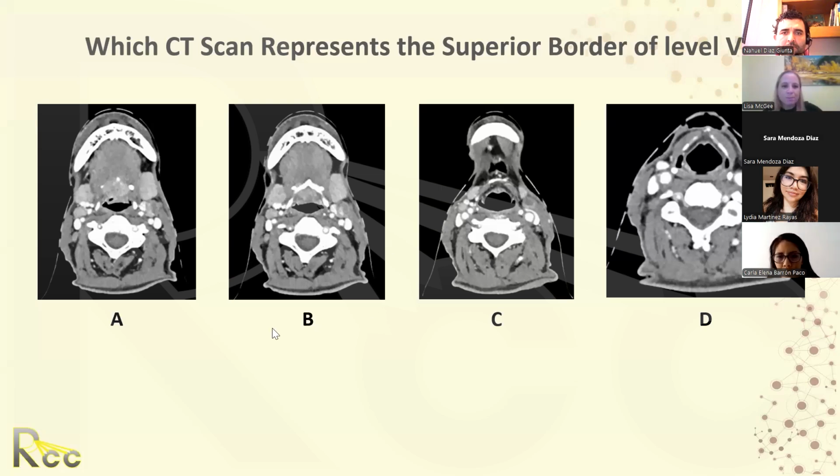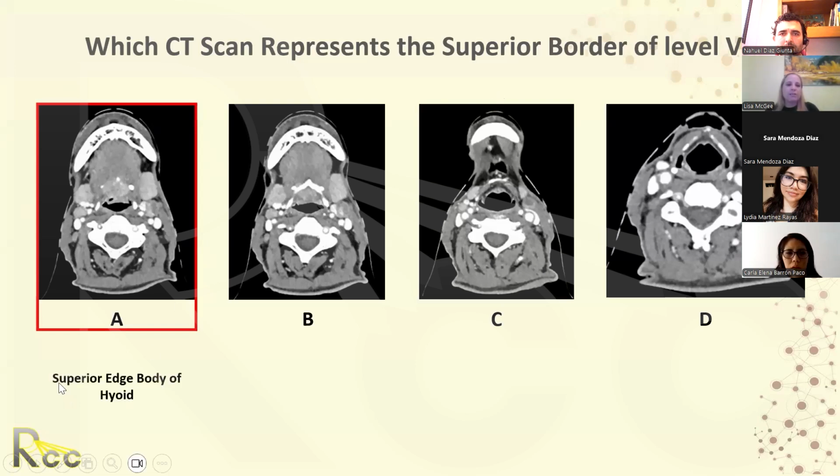Most of the people answer D and C. Okay. So the correct answer is actually A. As we can remember, the superior border of level 5 is at the superior or the cranial edge of the body of the hyoid bone. And so I'm intentionally giving you some tricky CT slices with some distractors in there.